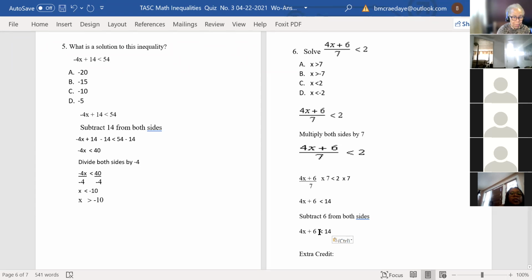Okay, so this would be minus 6. And on the right side, minus 6. So Vanessa, what do I have left on the left side? On the left side, you only have 4x. That's right, perfect. So let's just copy that over, take the 6 out because plus 6 minus 6 is 0. So we'll just have 4x left on the left side. And what's 14 minus 6, Vanessa?